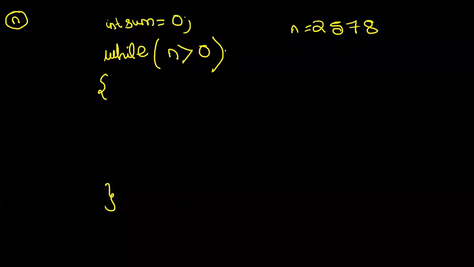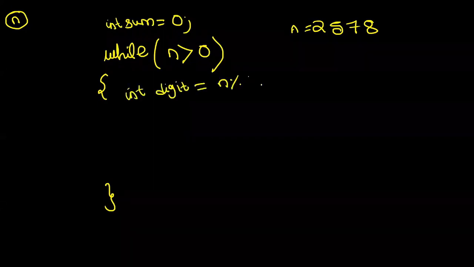That means there are digits in the number to be processed. So first of all, what will I do? First of all, we will check what the digit in the units place is. How do we check, guys? Let's make a variable int digit. This will tell me the digit in the units place, which is equal to n modulo 10.